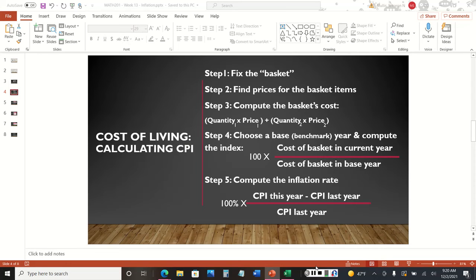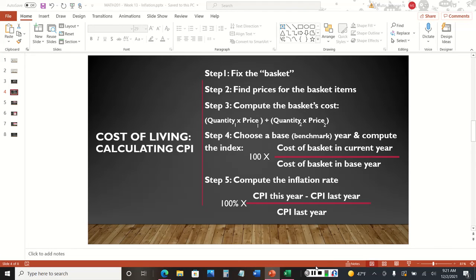The fourth step is to choose a base year, a year that you're going to use as a benchmark to find out whether the inflation rate went up or down. You take the cost of the basket in the current year, divide it by the cost of the basket in the base year, the benchmark year, and multiply that by 100. That gives you the consumer price index, or the CPI, or the price index.